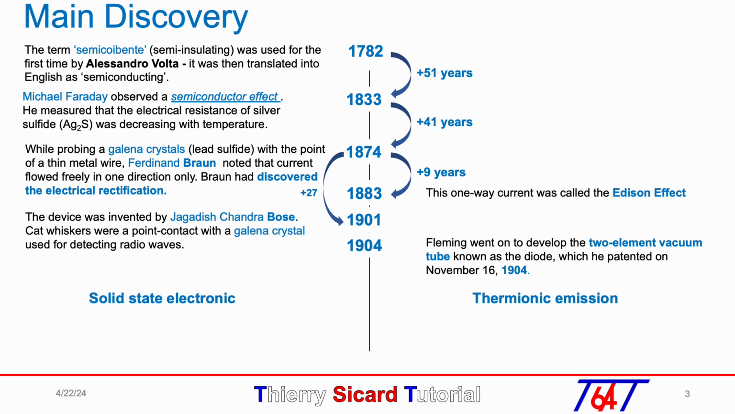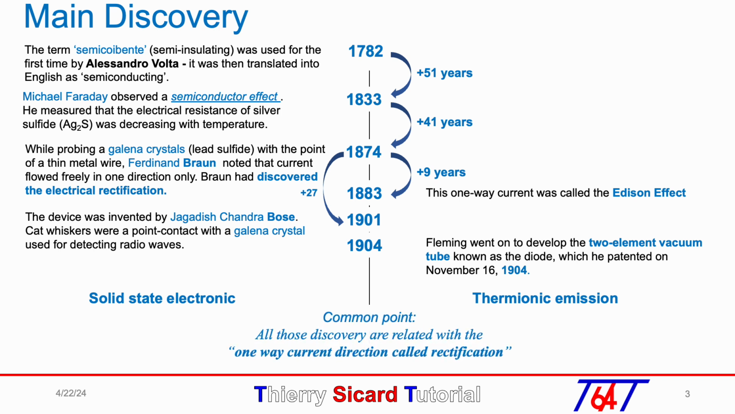The common point on all those discoveries is related with a new component able to pass the current in only one direction. It was the first electronic component and it brings a revolution in the signal processing as a radio wave detection. The beginning of the electronic development, oscillator, radio, etc., was using the vacuum tube based on the thermionic emission. The vacuum tube will be replaced in the future by the development of the solid-state electronic.